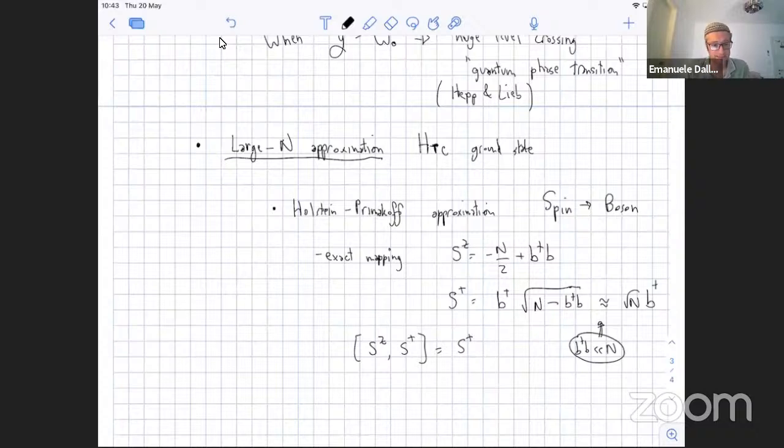Emmanuel? Yes. Is it necessary to change the location of the square root and the b? Yes, because b and b dagger do not commute, so it's important. But after the approximation, this is just a number, so you can put it on the right.